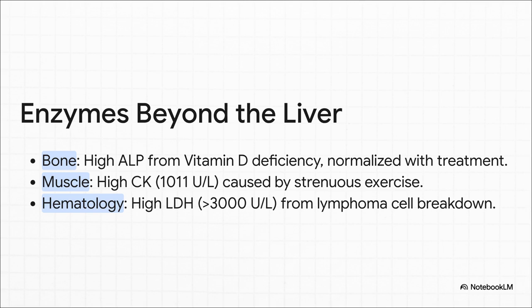Case 6, a 19-year-old guy had a creatine kinase over 1,000. It wasn't a medication side effect, it was just from his super strenuous daily gym workouts. And finally, in case 7, a patient with lymphoma had an LDH that was literally off the charts, over 3,000. This was caused by the massive, rapid breakdown of tumor cells.